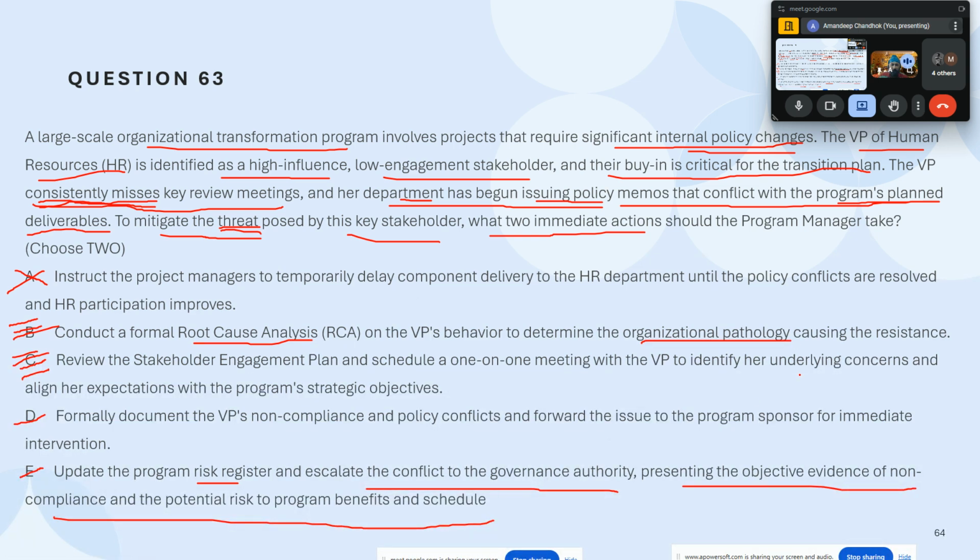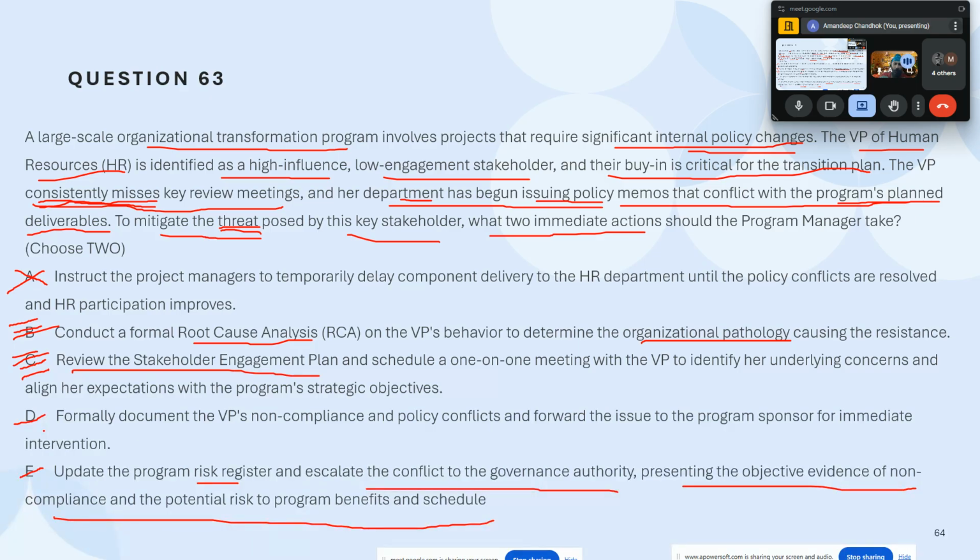Organization pathology, fancy word. Have you heard that in your standard? Not necessarily, because this is a fancy word. So hold on to that. Can we do a root cause analysis on his behavior? Yeah, that can be done. But what you also have is review stakeholder engagement plan here.